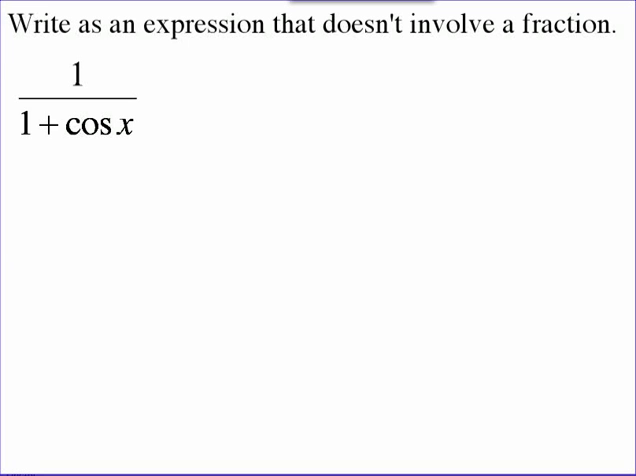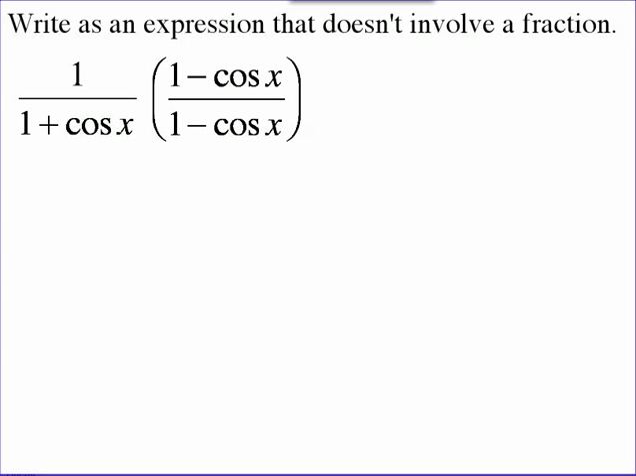Can somebody guess what we're going to multiply by? We're going to multiply by the conjugate. Okay? By what? The conjugate. And so the conjugate here is going to be 1 minus cosine x. Now the thing is, when you multiply, you have to multiply both the numerator and denominator. You can't just multiply one, because otherwise you're altering the problem. And so you have to multiply both the top and the bottom.